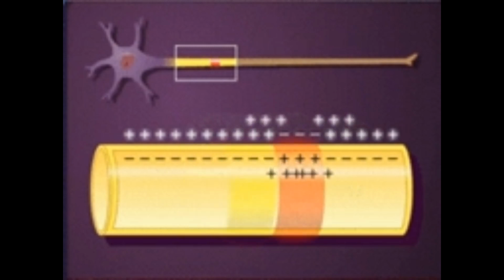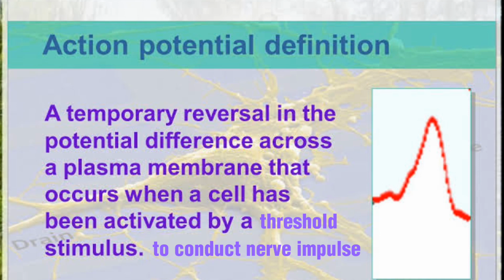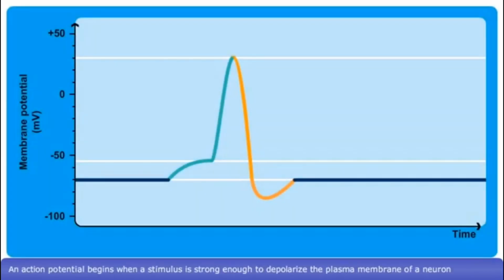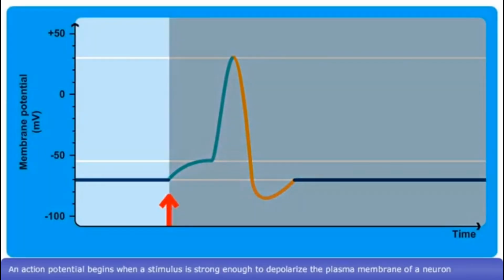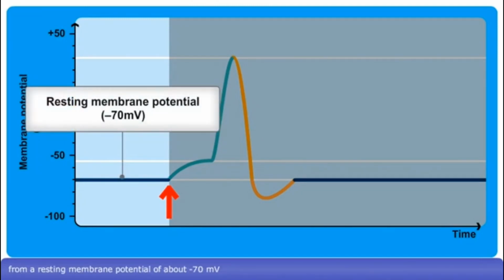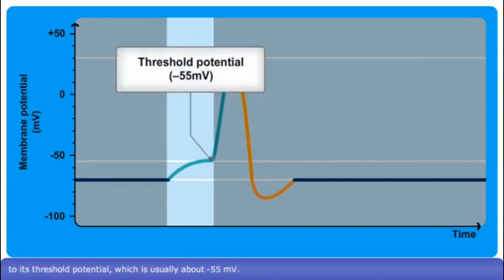Let's discuss the process of action potential in detail. By definition, action potential is a temporary reversal in the potential difference across a plasma membrane that occurs when a cell has been activated by a threshold stimulus to conduct nerve impulse. An action potential is initiated when the stimulus is strong enough to depolarize the plasma membrane from the resting state potential, which is about minus 70 millivolt. Threshold stimulus is the minimum stimulus needed to produce the action potential, and it's about minus 55 millivolt.